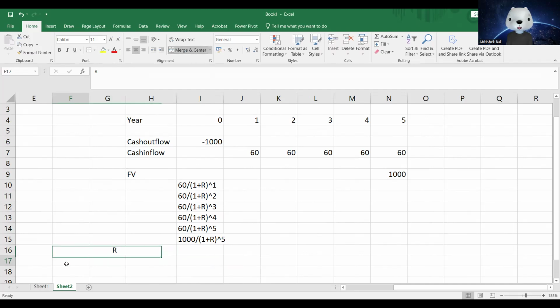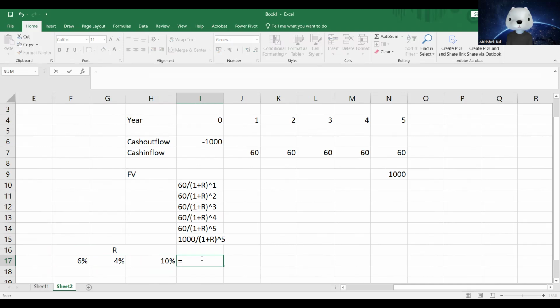we're going to assume the R to be 6%. Another, scenario number 2, we're going to assume the R as 4%. And the last scenario, we're going to assume the R as 10%. And now we're going to solve this, right? So I'm going to write PV. Let's pick up the first rate of interest, that is 6%.